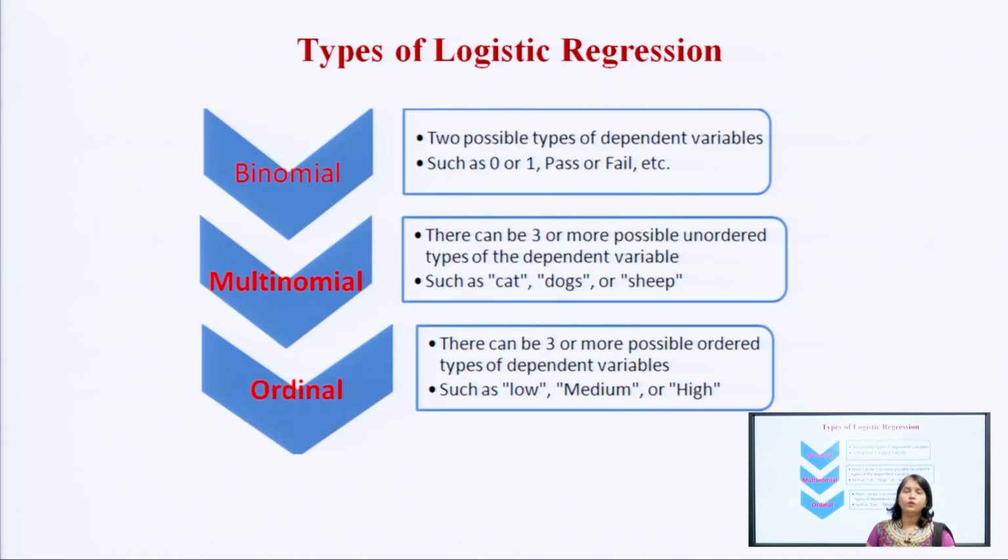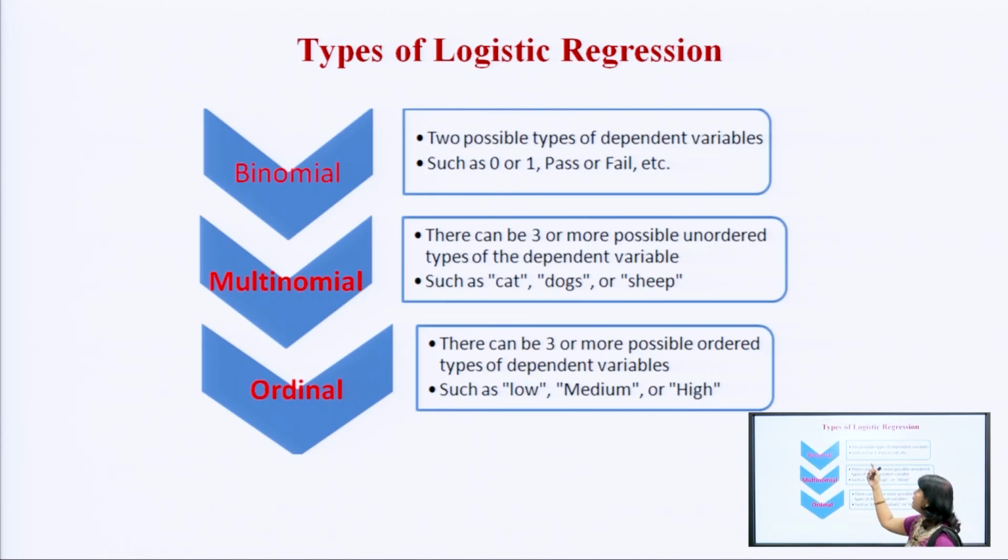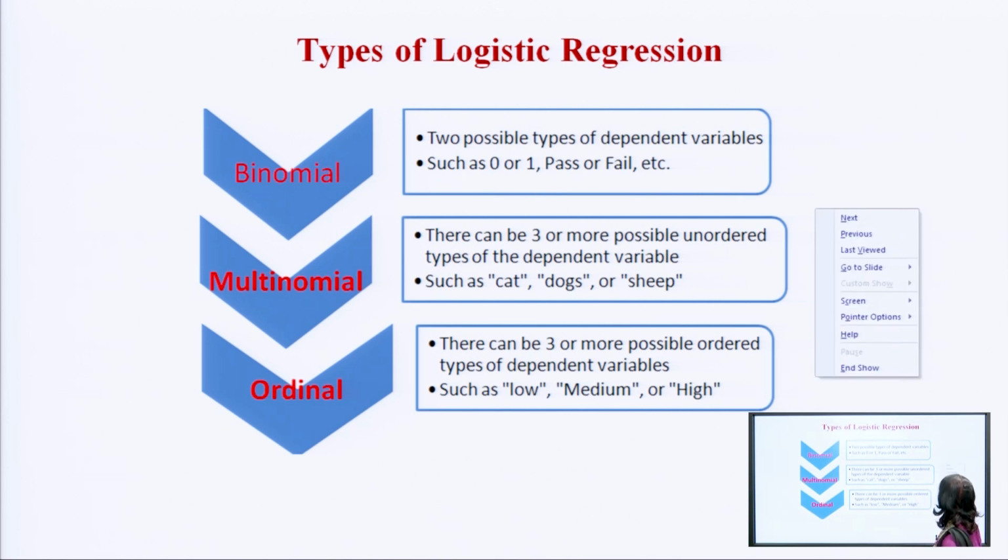So, what are the types of logistic regression? They are basically categorized into three types: binomial, multinomial and ordinal. Binomial logistic regression is used when the value can take only two possible outcomes.